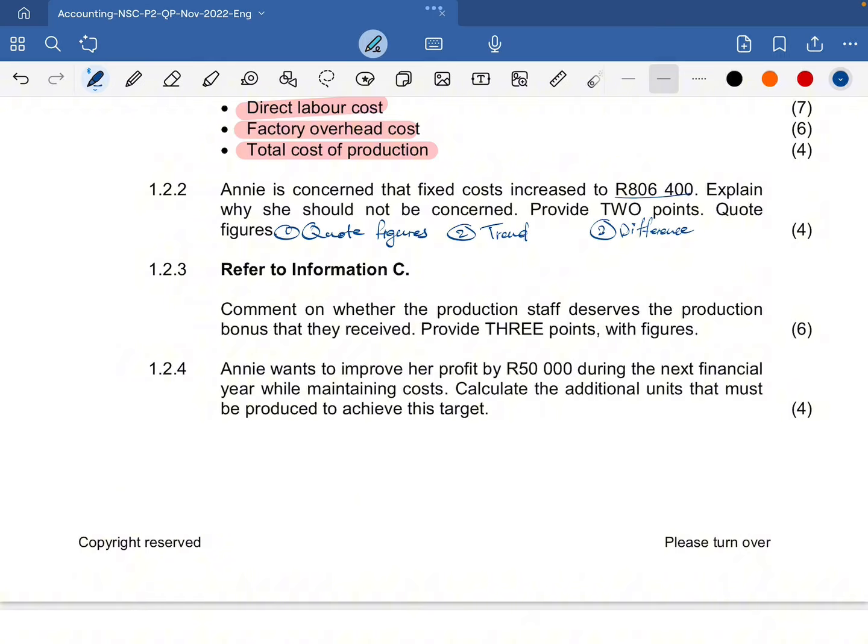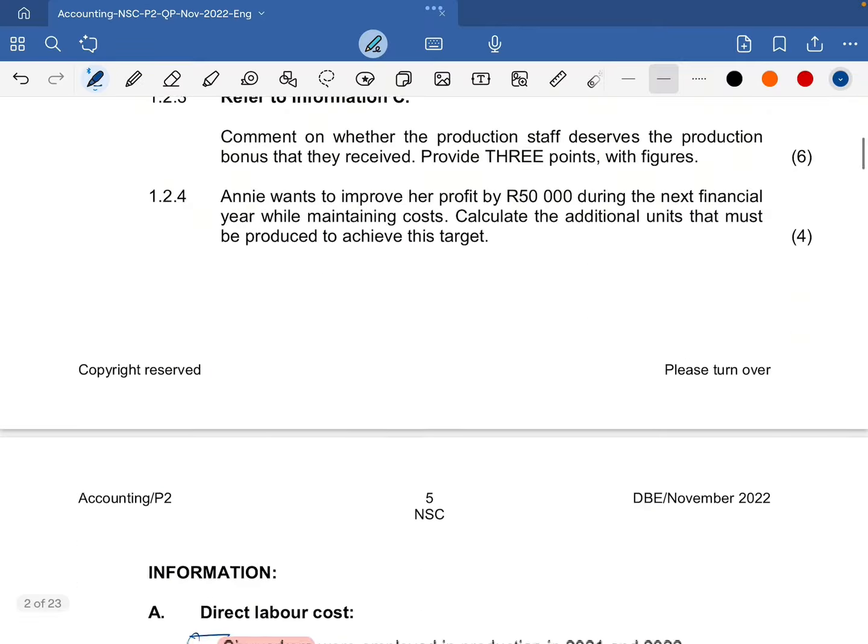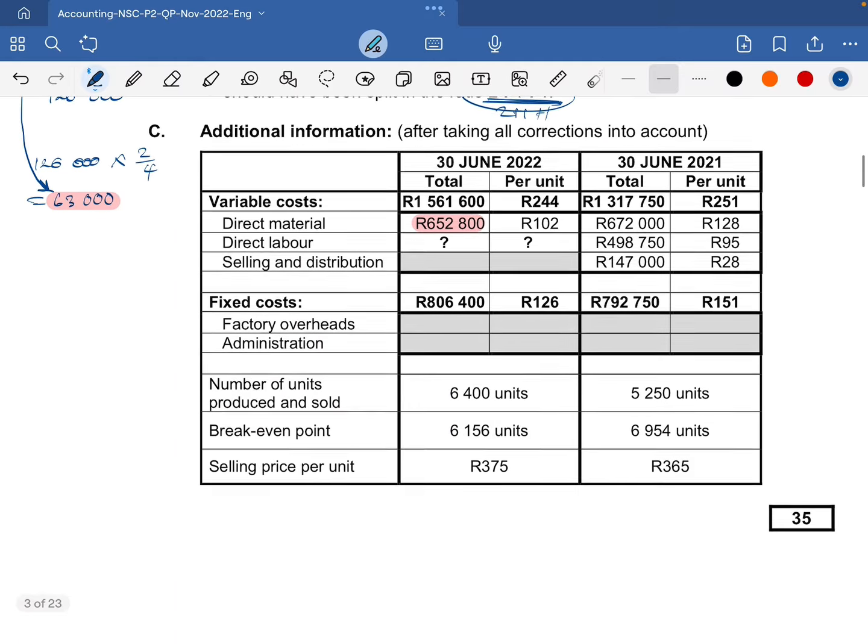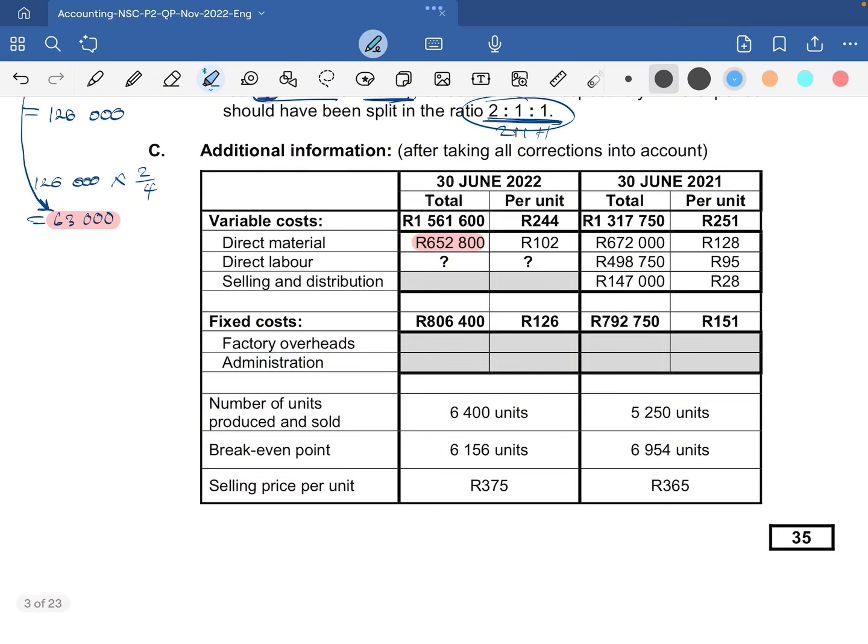This person is a bit concerned about the fixed cost increasing to 806,400, but we need to explain to her why she should not be concerned, which means there's an element of this increase that is positive. Let's take a look at information C. So information C, when we are focusing on our fixed costs, this is what we're looking at.